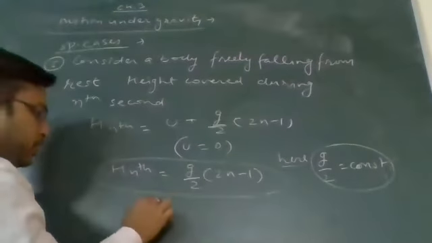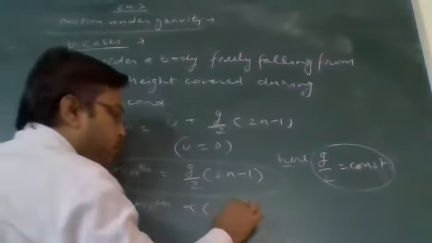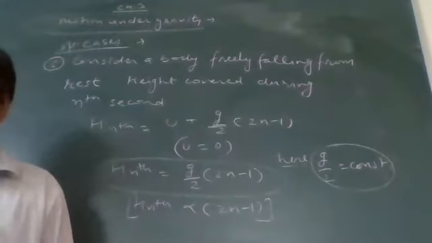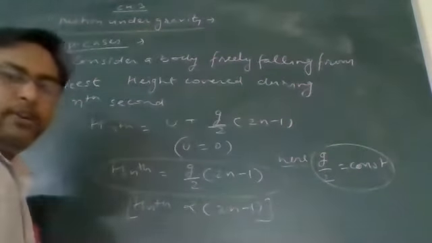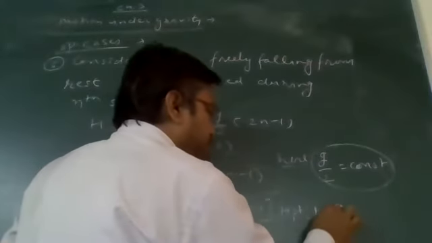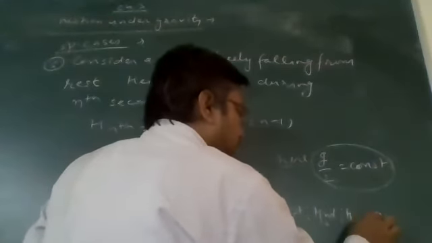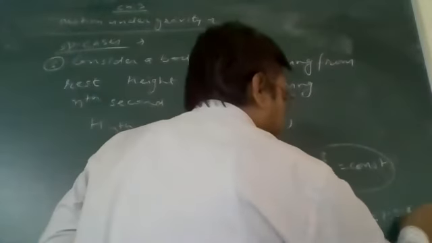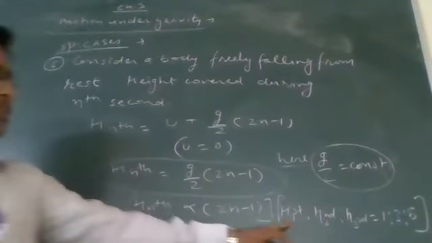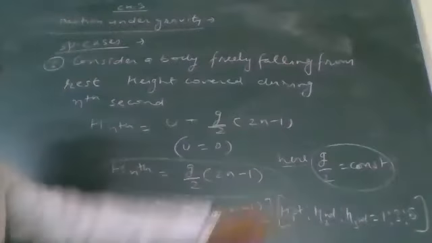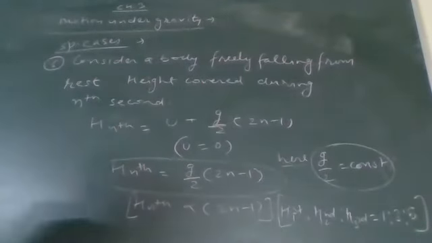If g by 2 is constant, that means h_n is proportional to 2n minus 1. That means, if I find the ratio of h first, h second, h third, what will this ratio be? This ratio will be 1:3:5. That is the ratio of the height traveled in the first second, the second second, and the third second. So this ratio comes out in odd numbers.